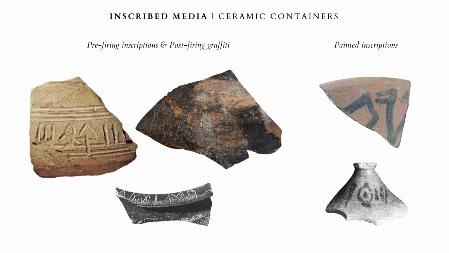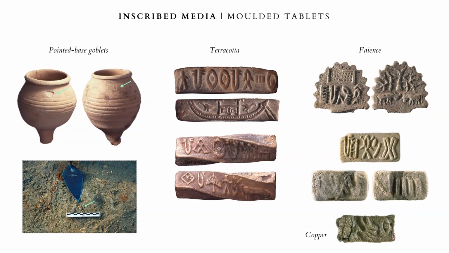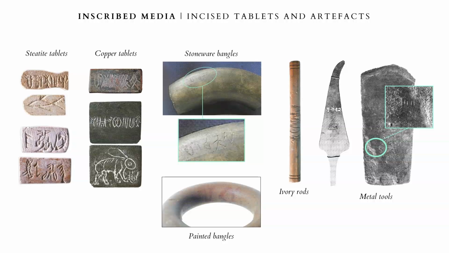In addition to seals and ceramic containers, many other objects were inscribed by the Harappans. Inscribed wooden molds were used to stamp small ceramic containers before their firing, as well as tiny faience tablets or tokens and several types of terracotta tablets. Inscribed tablets were exceptionally made also by casting copper into a mold. Inscriptions were also engraved on steatite tablets and highly standardized copper tablets, on ivory rods, and on stoneware bangles. Other objects, such as metal tools and weapons, may also have been occasionally inscribed.